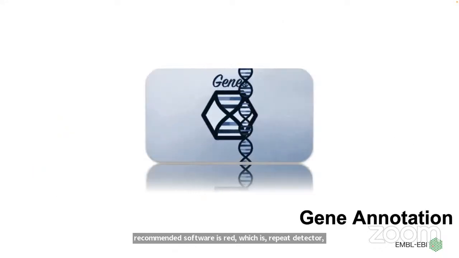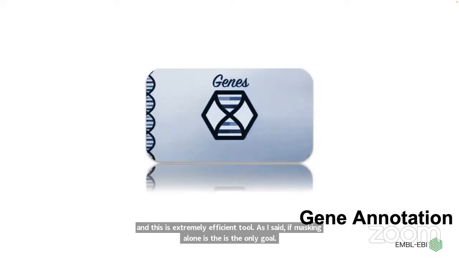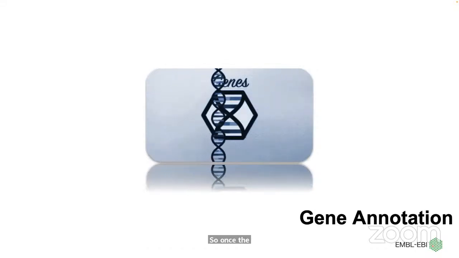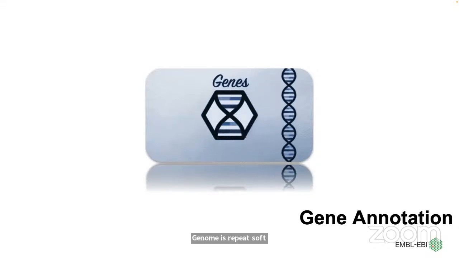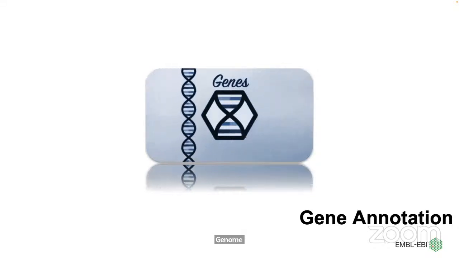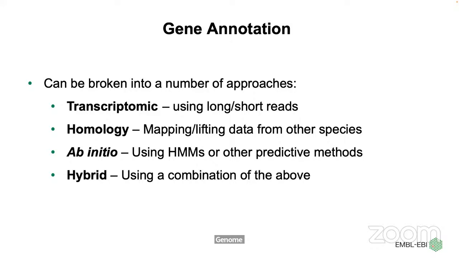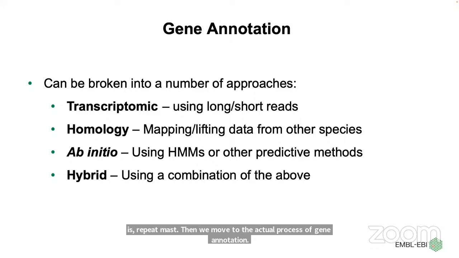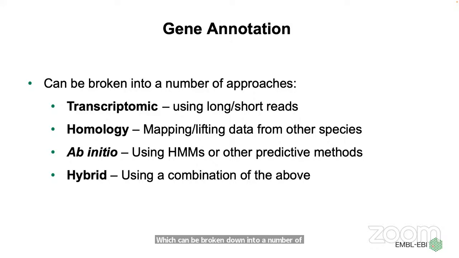So once the genome is repeat masked, soft masked, then we move to the actual process of gene annotation, which can be broken down into a number of approaches, and I'll go into all of these one by one. So: transcriptomic approach, homology, ab initio, and the hybrid, combining all of them.